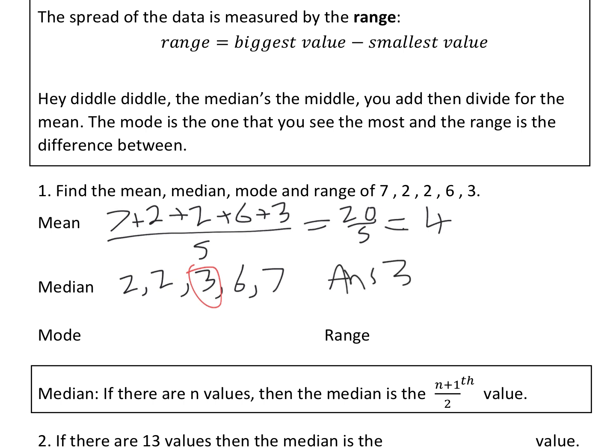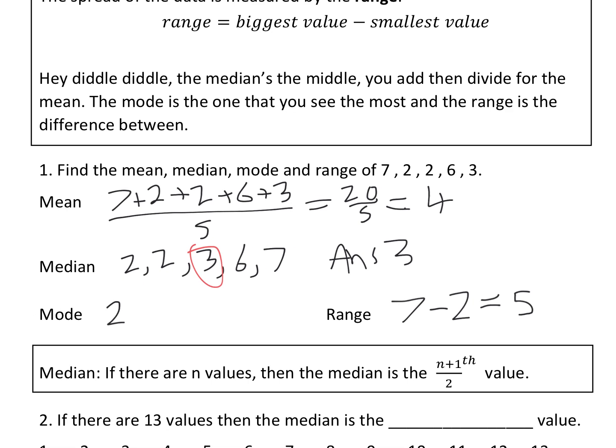The mode is the most common one, which occurs most frequently, which is 2. And the range is the biggest number, 7, minus the smallest number, 2. That's not your answer, that's the method. The range is a number. So it's 7 take away 2, which is 5.